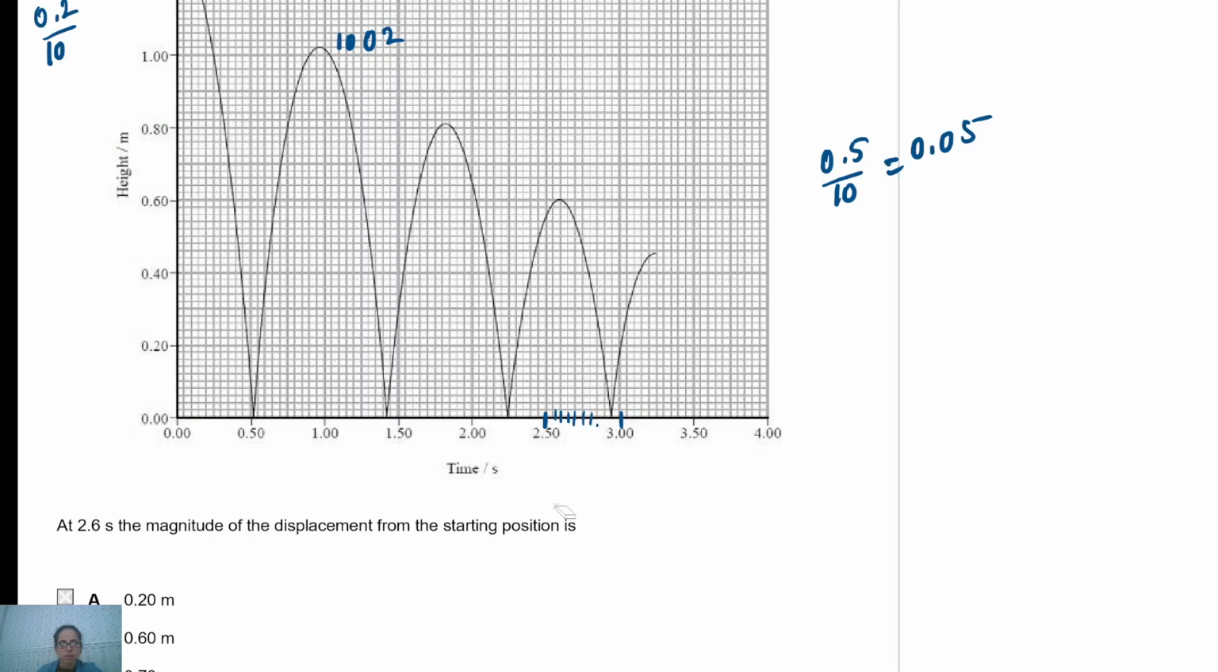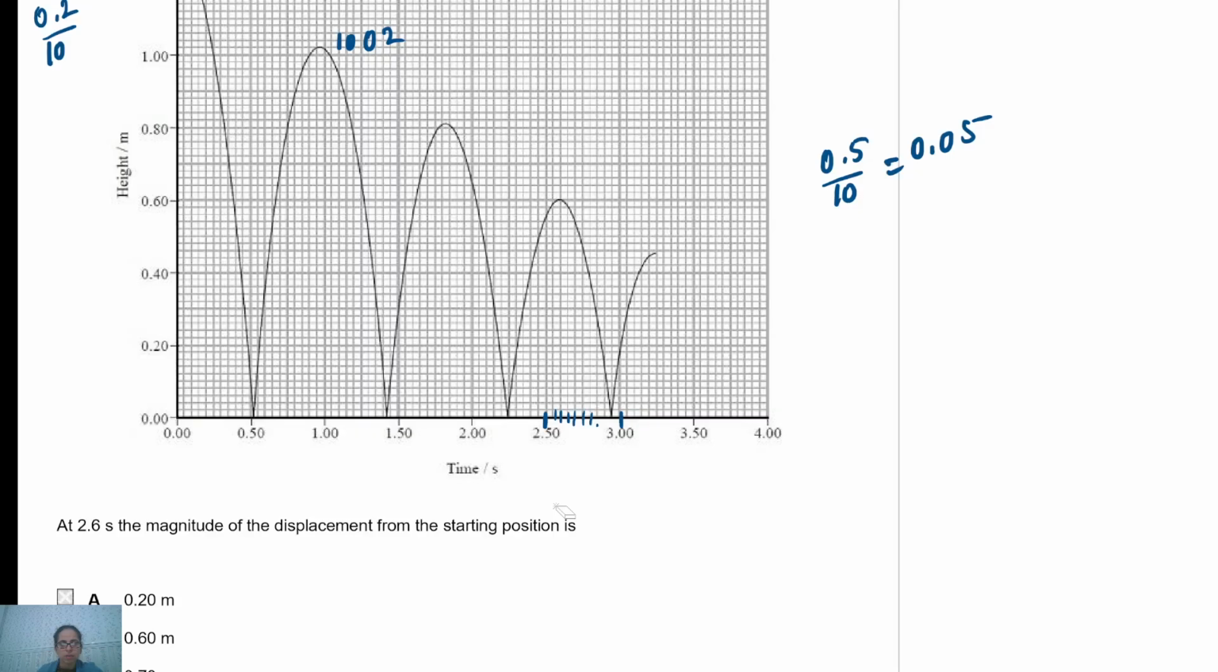So 2.6 here. Here is 0.6. So the height is 0.6. Say my ball started from 1.3, but is now at 0.6. What is it asking? The magnitude of displacement from the starting position. So how far is it from the starting position? 1.3 minus 0.6, that is 0.7. That's the answer. Reading the graph, that's it.